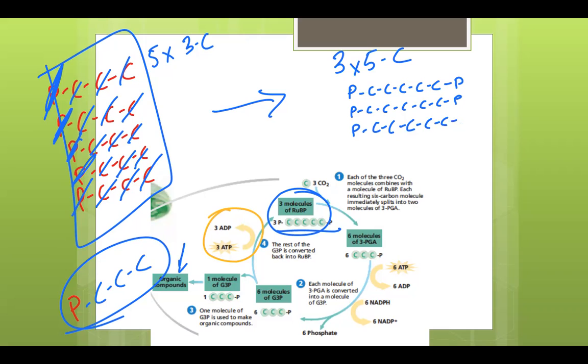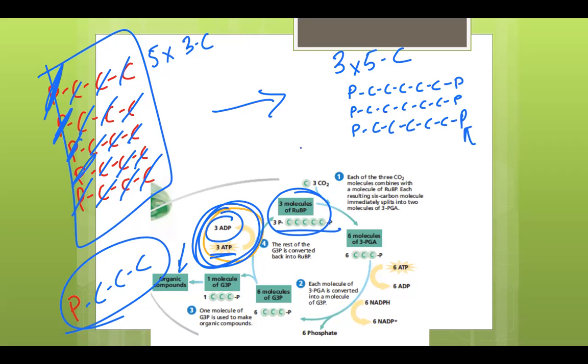But you can see that I'm short a phosphate. So I'm going to need to have ATP here. And again, because everything is times 3, that's why you need an additional 3 ATP, and you make 3 ADP to put that one at the end.